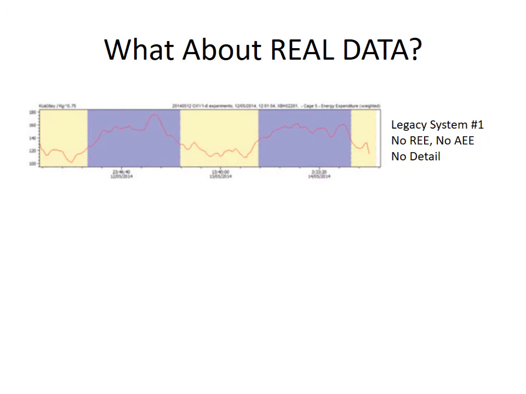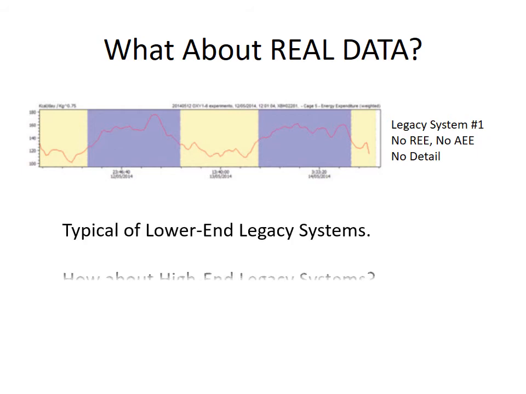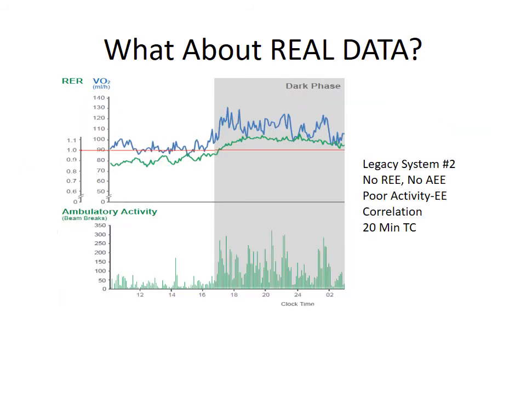Now, what about real data, as opposed to mathematical models? Well, here's a fairly low-end legacy metabolic phenotyping system, and as you can see, you really have no information on resting energy expenditure or active energy expenditure, and there's no real detail in the trace. So it's of very little use. What about the higher-end legacy systems? Here's an example. You still have no idea what resting energy expenditure is. You still really have no idea what active energy expenditure is. And the correlation between activity and energy expenditure is very, very poor and inconsistent.